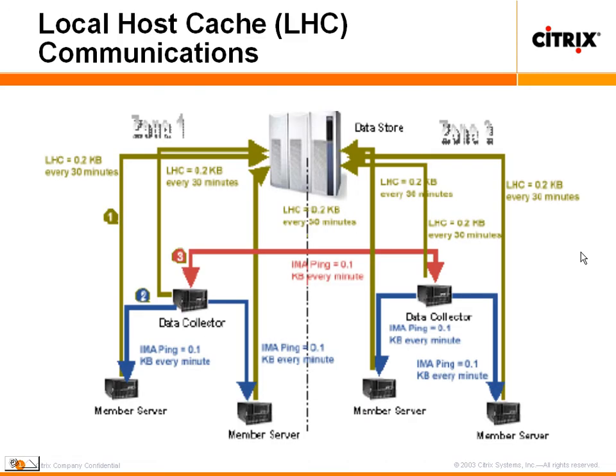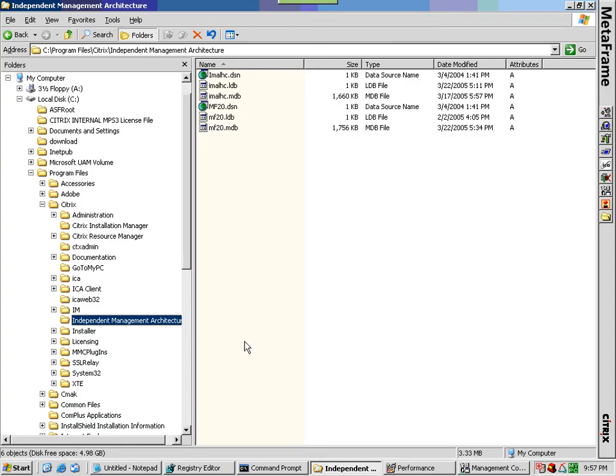The local host cache is a subset of data store information that exists on each server in a MetaFrame farm, providing each member server with quick access to data store information. The local host cache is an Access database, imalhc.mdb, stored by default in the Program Files, Citrix, Independent Management Architecture folder.